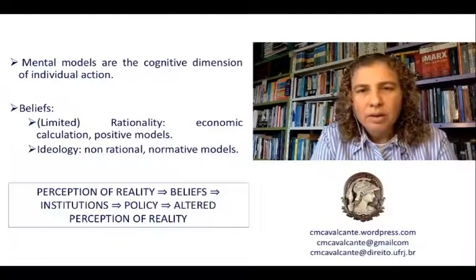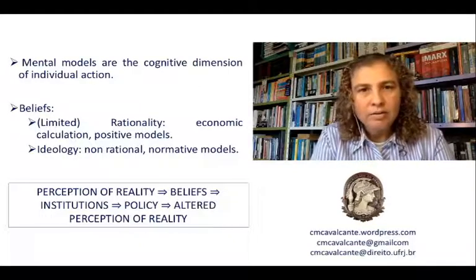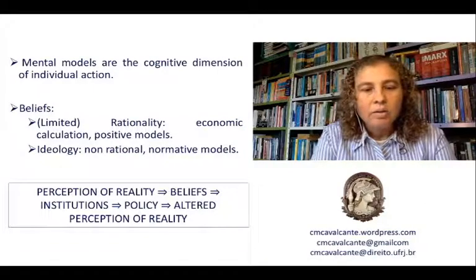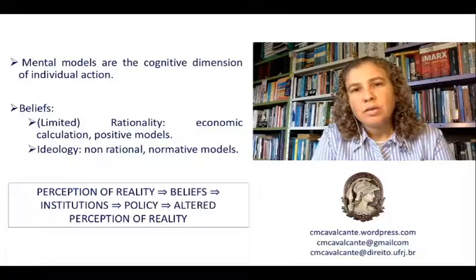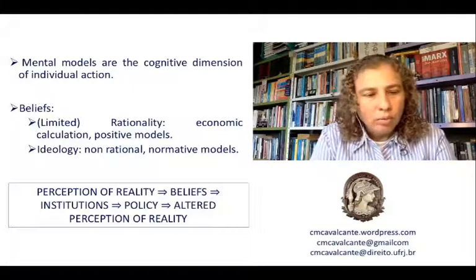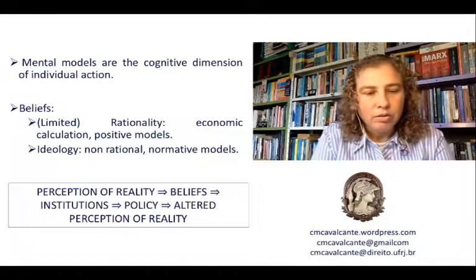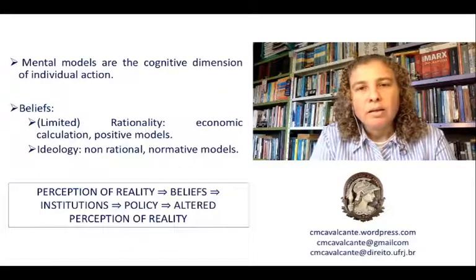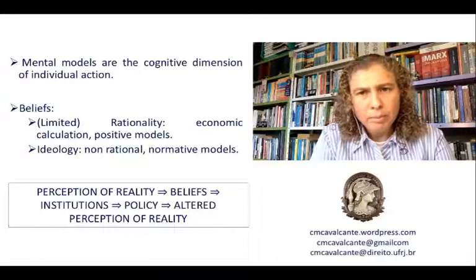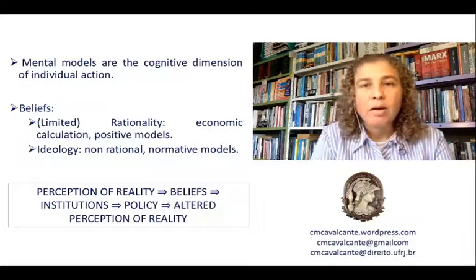Mental models are the cognitive dimension of individual action. And mental models appear in the conception of limited rationality, ideology, and beliefs. Rationality is central to Douglas North's theory. For North, institutions only exist in virtue of the limited rationality of individuals. According to North, in a world of individuals endowed with full rationality, institutions are useless. So, limited rational individuals make optimal calculus, although they may not be perfect and complete. And this is the first important modification that Douglas North made in neoclassical theory. He replaces the hypothesis of complete rationality with the hypothesis of limited rationality that he takes from Herbert Simon's work.